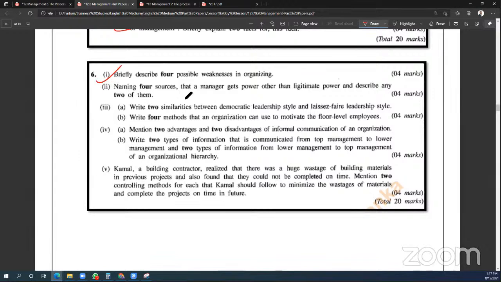Name four sources from which a manager gets power, other than legitimate power. Legitimate power comes from the post, but expert power does not come from a position. Expert power, maybe reward power, information power, or coercive power, and personality power, referent power, like a celebrity having referent power. Something like this, apart from legitimate power.